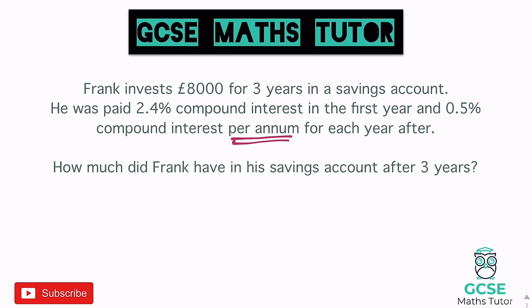Now for this one here, we're going to have to take it in two steps, because in the first year we get 2.4%. So we can work out how much he gets in the first year, and then we'll have a look at this 0.5% following that.